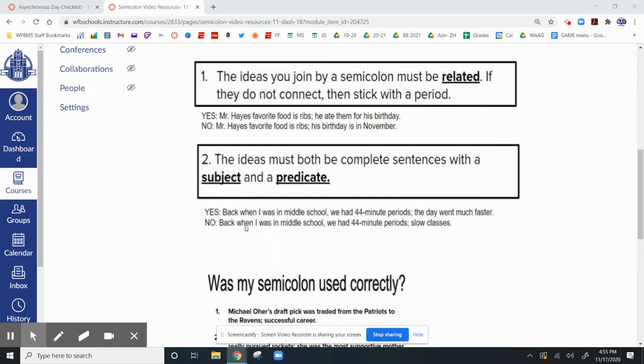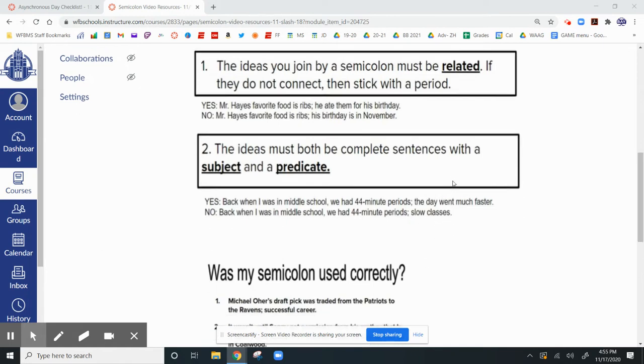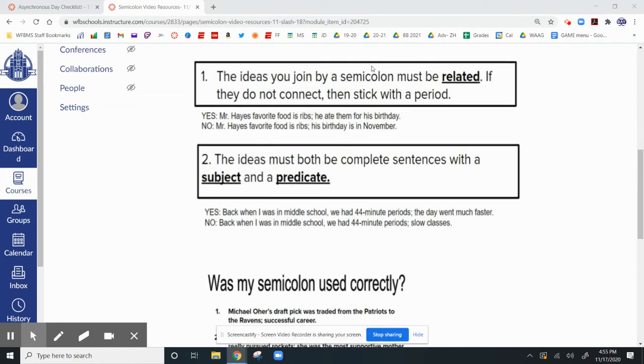Semicolon works. But here, back when I was in middle school, we had 44-minute periods, slow classes. Well, what about slow classes? That can be a subject or a predicate, but it can't be both. That's not a complete sentence, so this semicolon would not work. So make sure when you're revising and using semicolons, those two ideas are related on both sides and there's a complete sentence on both sides. Otherwise, it's not going to work, okay?